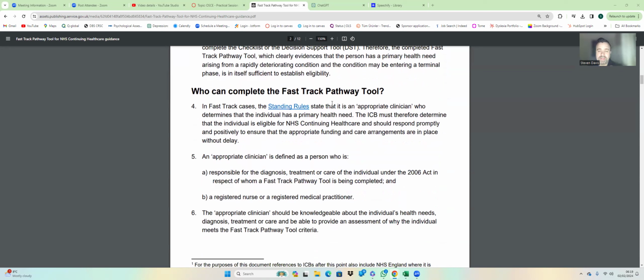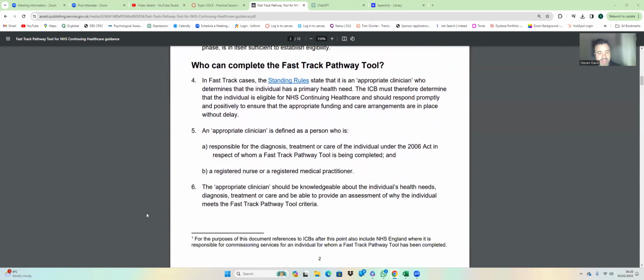So who can complete the fast track pathway tool? In fast track cases, the standard rules state that an appropriate clinician has determined that the individual has primary health needs, so the ICB must therefore determine that the individual is eligible for continuing healthcare and should respond promptly.